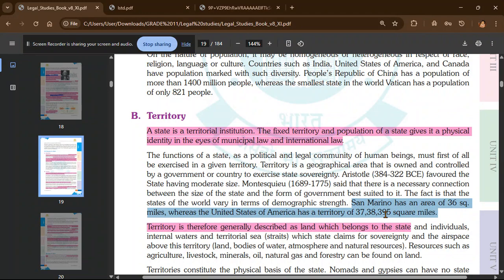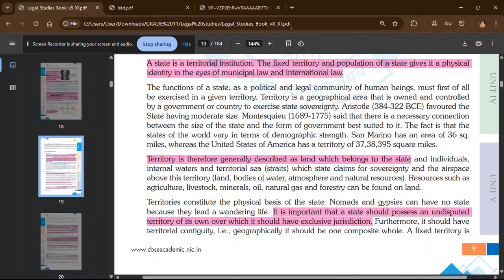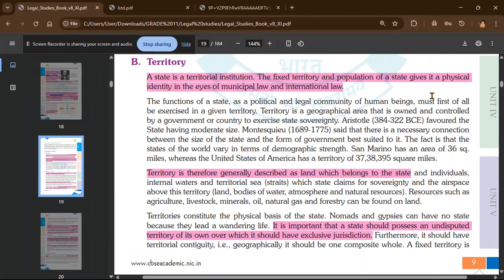See, if your teacher is lenient, she might ignore this and give you, suppose, 3 marks for everything else. But if your teacher is strict, she might cut marks for this and give you 2 or 2 and a half. Okay, so territory is a land which belongs to the state and individuals. It is important that a state should possess an undisputed territory of its own, on which it should have exclusive jurisdiction. Second is government.